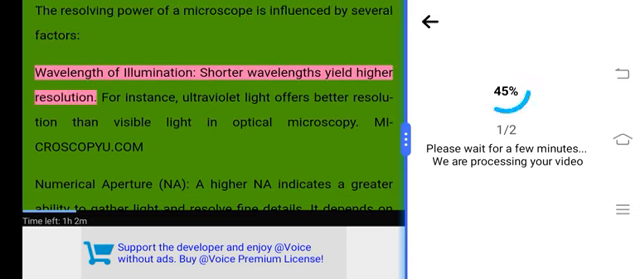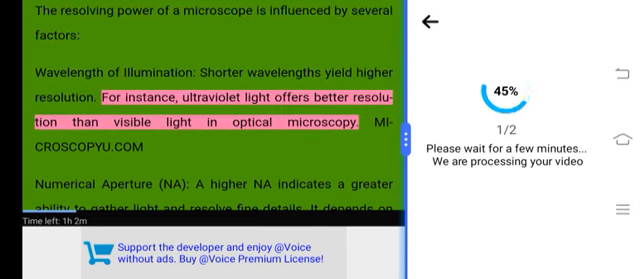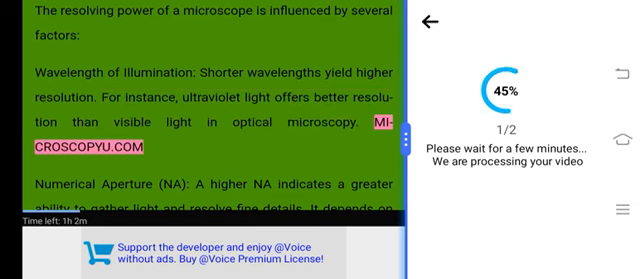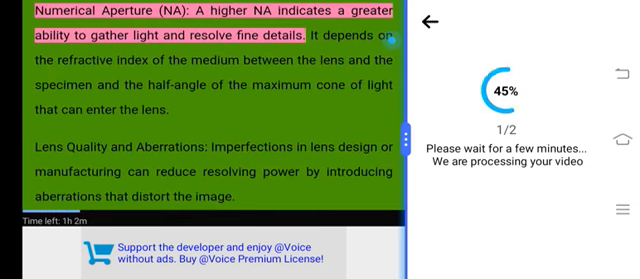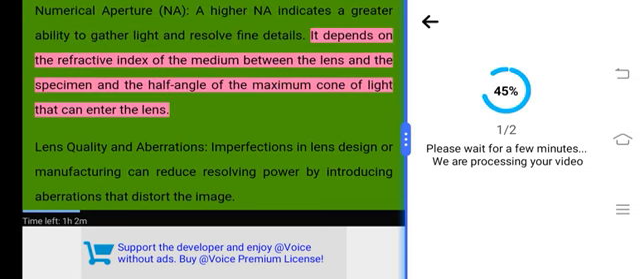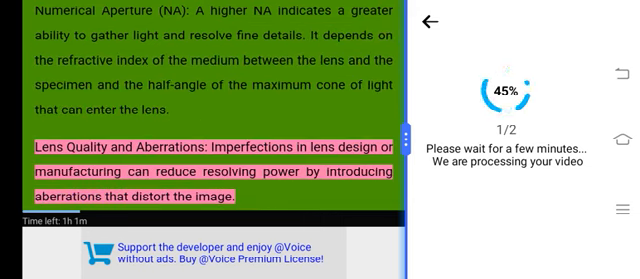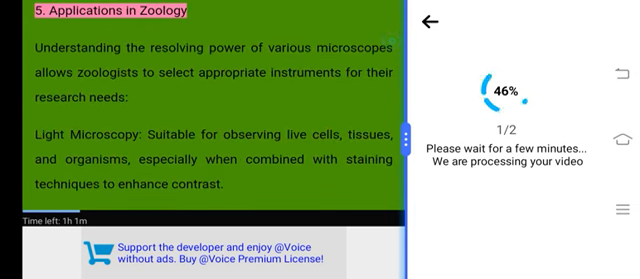Wavelength of illumination. Shorter wavelengths yield higher resolution. For instance, ultraviolet light offers better resolution than visible light in optical microscopy. Numerical aperture, NA: a higher NA indicates a greater ability to gather light and resolve fine details. It depends on the refractive index of the medium between the lens and the specimen and the half angle of the maximum cone of light that can enter the lens. Lens quality and aberrations: imperfections in lens design or manufacturing can reduce resolving power by introducing aberrations that distort the image.